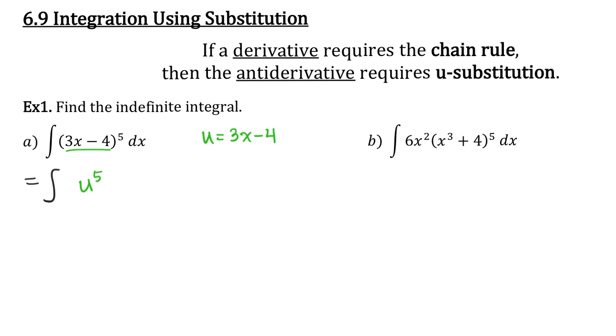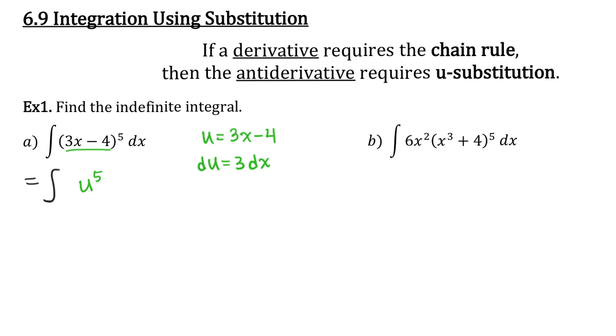So if I'm going to change this to U to the fifth, I want there to be a du with it before I take the integral. So where am I going to get du? I'm going to take the derivative of this. So I'm going to get du equals, I'm going to take the derivative of 3x, which is 3. And then because I'm taking the derivative of the x term, I'm going to write dx. The derivative of negative 4 is 0, so it's going to go away.